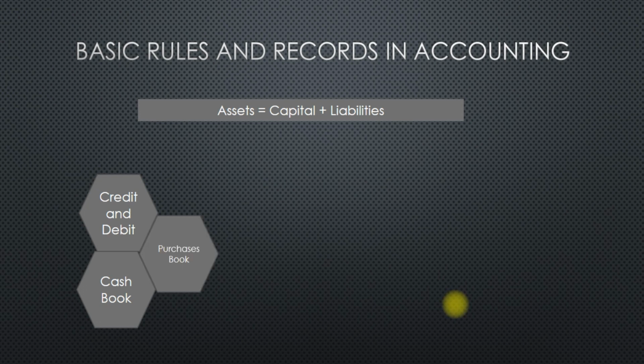Next is purchases book and sales book. All credit purchases and credit sales are recorded in the purchases and sales book, since cash purchases and cash sales are recorded in the cash book.